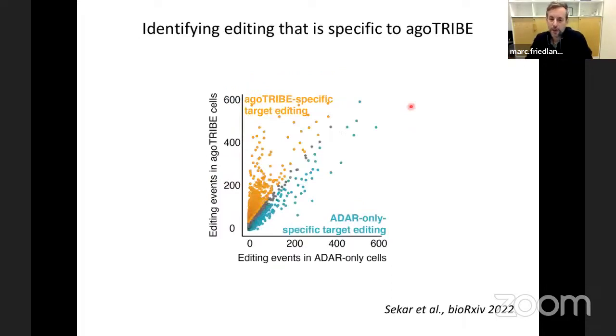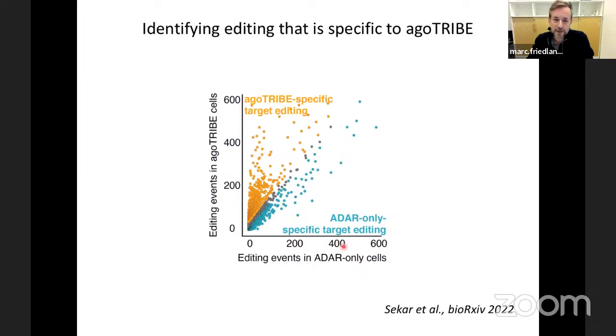So we worried, however, that by transfecting a lot of ADAR2 into cells we could cause a lot of unspecific editing. You can imagine that ADAR2 might be just bumping into things at random in the cytosol. And so to control for this, we compared editing levels. Every dot is one gene. We compared editing levels between our agoTRIBE transfected cells and the ADAR-only transfected cells as a control.